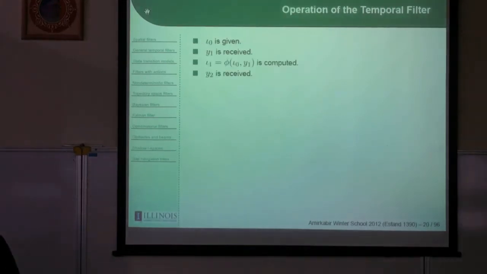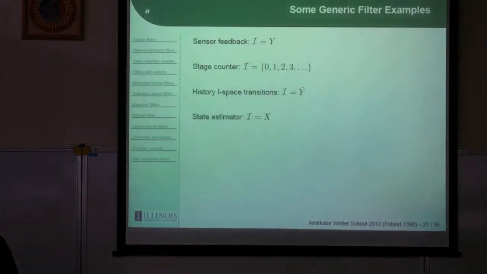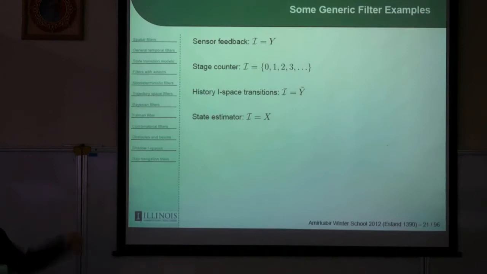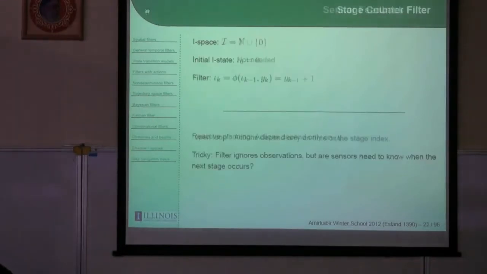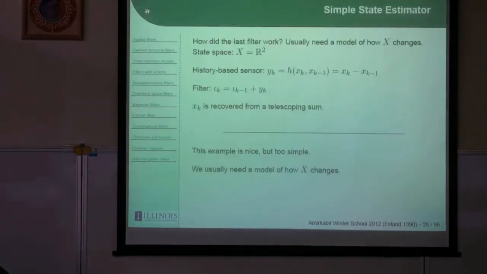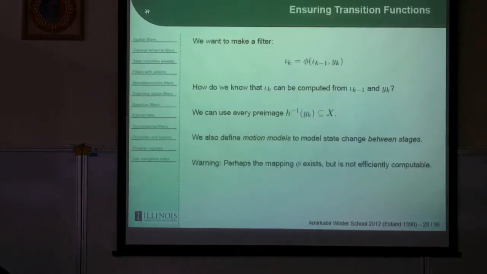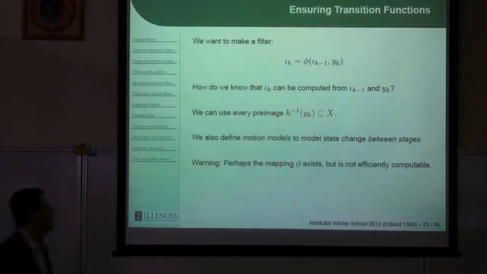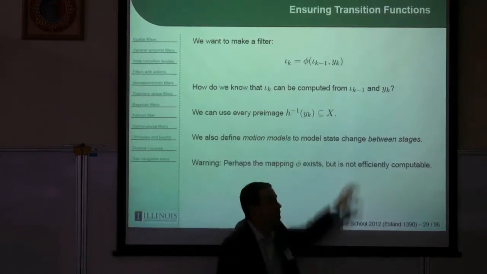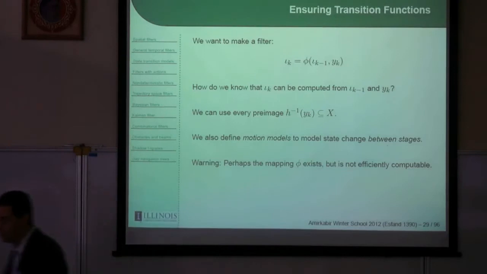Right, so I gave that before, just redoing a bit to provide some continuity. I gave these generic examples, sensor feedback, stage counter, just providing the entire history or making a state estimator. So I gave those last time. And then we started thinking about state transition models. As I said, we want motion models that describe the change between stages when there's no observations. We have to specify this when we make a temporal filter.